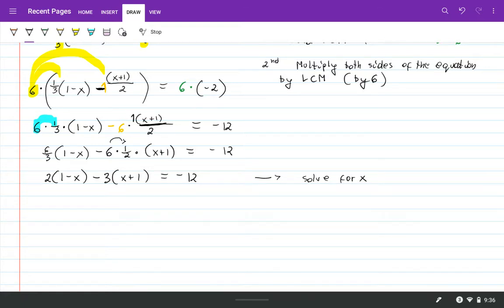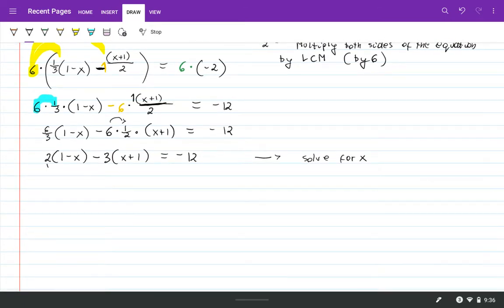So to solve for x, of course, we need to remove the parentheses. So now I'm going to multiply everything inside of the first parenthesis by 2. So 2 times 1, it's 2. 2 times -x, it's -2x. Then here I multiply everything by -3. So -3 times x, it's -3x. -3 times 1 will give you -3, equal -12.